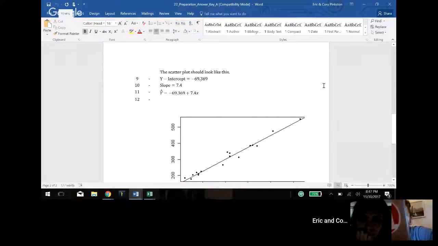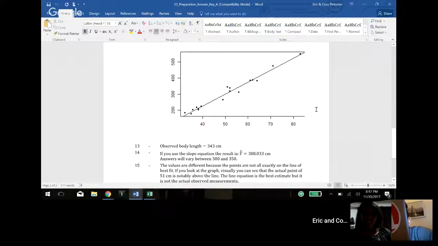So to put it into the equation, you would just do y hat equals negative 69.369 plus 7.4x. Yes. So that is the answer for 11, right? Yes.